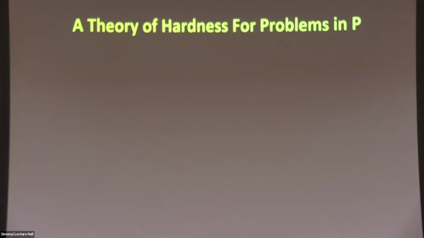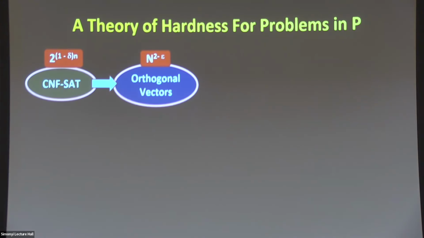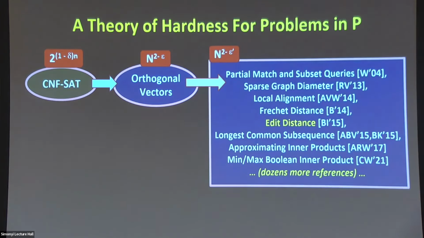So this led to a theory of hardness for problems in P. If for every delta we think that CNF SAT requires 2 to the (1 minus delta) n time, then we have that orthogonal vectors needs about quadratic time, and there are many other problems that essentially need quadratic time, all of which are solved in quadratic time. This edit distance result by Backurs and Indyk was quite celebrated.